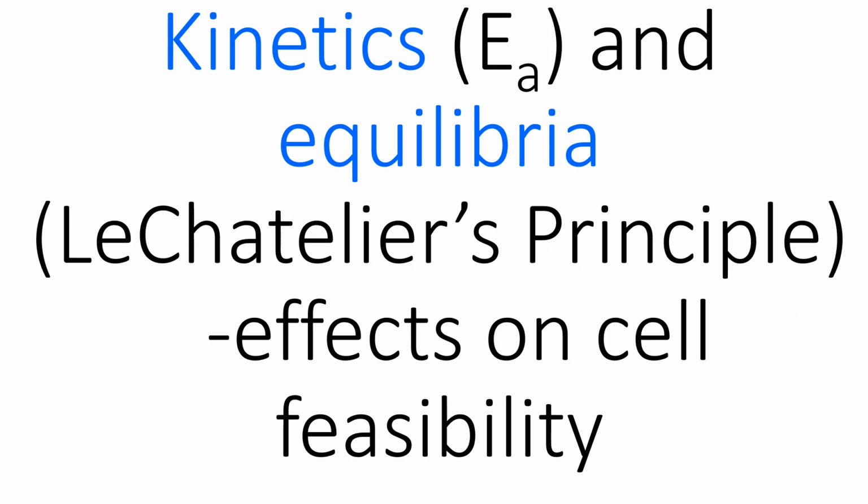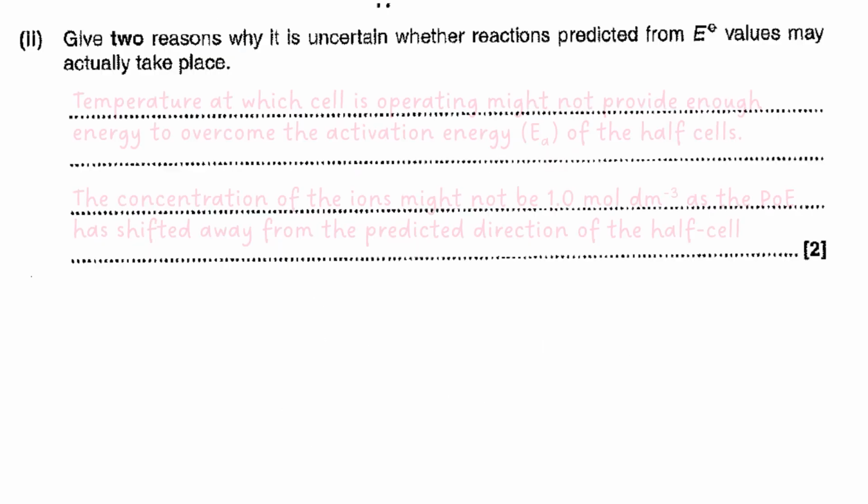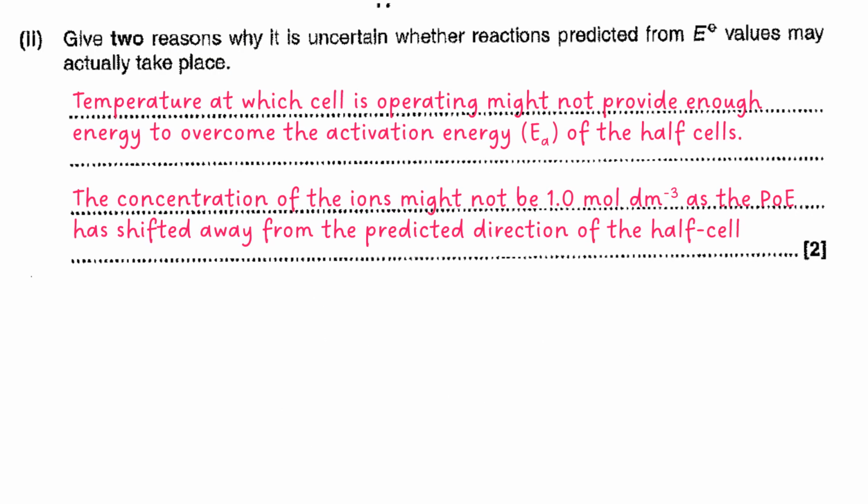The next question asks about considerations other than electrode potential values. So it says give 2 reasons why it's uncertain whether reactions predicted from electrode potential values may actually take place. The first consideration is the temperature. It might not provide enough energy to overcome the activation energy of the half cells. That could also affect the rate of reaction. And then the concentration of the ions, particularly as the cell starts to run, might not be 1.0 mole per decimeter cubed anymore, as the position of equilibrium starts to shift away from the predicted direction of the half cell.